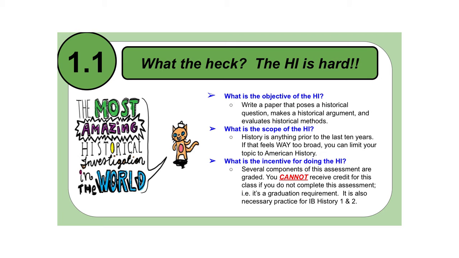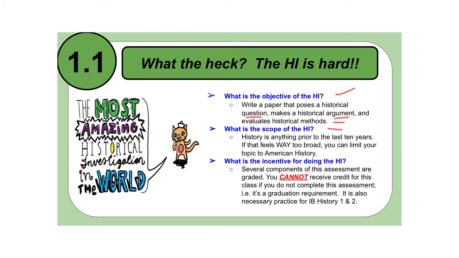So what is the objective of the HI? Well, you're supposed to write a paper that poses a historical question and makes a historical argument and then evaluates historical methods. So you're doing three different things here. Proposing a historical question, making an argument, and then evaluating historical methods.